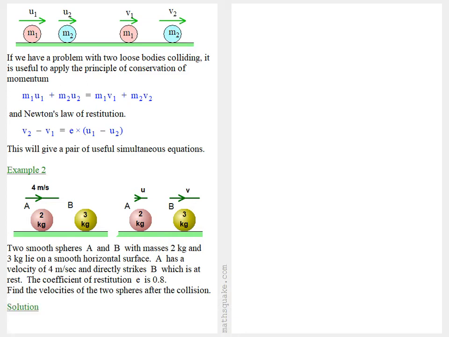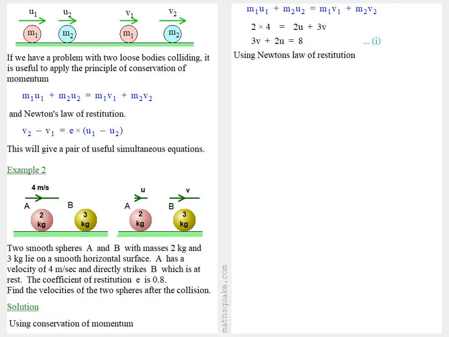Well, to solve this, we can use conservation of momentum. m1u1 plus m2u2 equals m1v1 plus m2v2. Now m1 is 2, m2 is 3, and u1 is 4. So 2 times 4 equals 2u plus 3v. In other words, 3v plus 2u is equal to 8. That can be our equation 1.